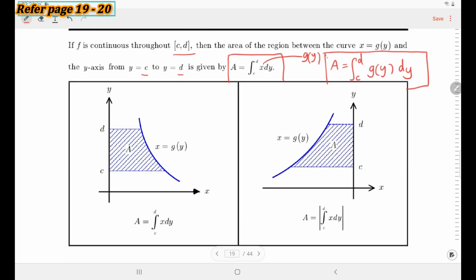In these two sketches below, on the left side the curve is on the right of the y-axis. So for the area under this curve, we refer to the y-axis, and the area from C to D uses this formula. The same goes for the sketch on the right side, where the curve is on the left side of the y-axis. The y-axis is the reference line, so the area would be negative, and we put the modulus here because the area is always positive.